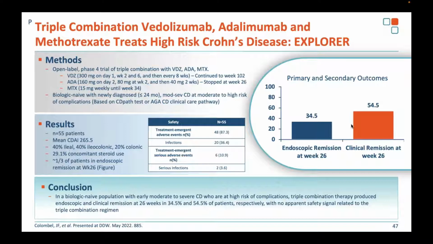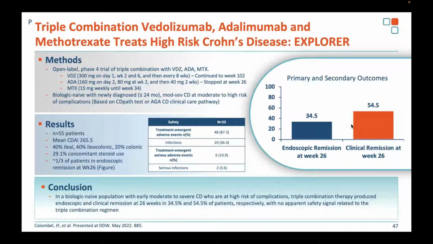Yeah, they were. Right, and this is in a biologic naive patient, newly diagnosed, that's diagnosed within the last 2 years, with moderate to severe Crohn's at moderate to high risk of complications. Let's not go into that too much. Of course, the difficulty with this is there was no control arm here.